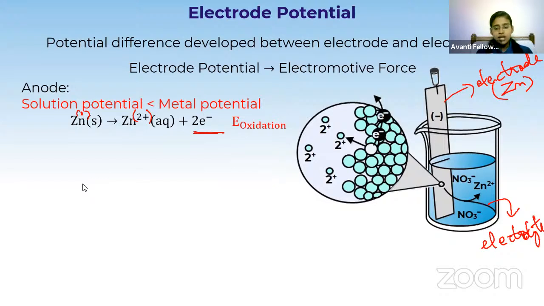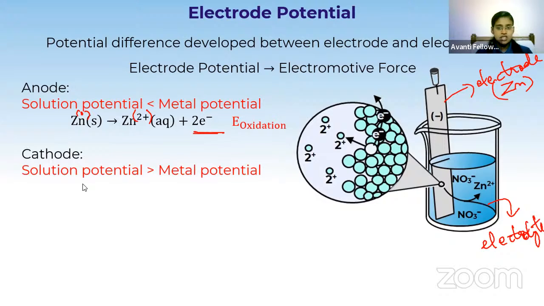And at cathode, what happens? Solution potential will be greater than metal potential. Just the opposite. In cathode, what will happen? Solution potential will be greater than metal potential. So what will happen? The zinc 2 plus will gain 2 electrons and it will be converted to zinc. So zinc 2 plus is getting converted to zinc 0. So it is called as reduction. So you can write the E reduction, electromotive force of reduction for this reaction.